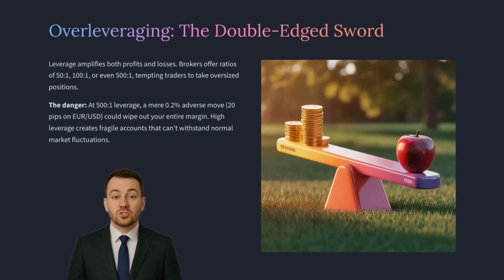Leverage allows Forex traders to control large positions with relatively small capital, but using too much leverage, overleveraging, is a common and deadly mistake. Brokers on platforms like MT4/MT5 often offer leverage ratios of 50-to-1, 100-to-1, or even 500-to-1, which can entice traders to take oversized positions. While leverage can amplify profits, it amplifies losses just as quickly, hence the term double-edged sword.